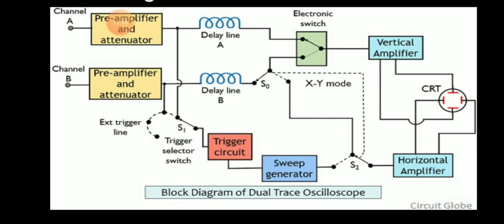If the switching rate is slow, then the continuity of the display is lost. It is suitable for high frequency. Compared to alternate mode, which is preferred for low frequency signals, chop mode is not preferred for low frequency signals. It is only preferred for high frequency, because the continuity of the display is lost once the switching rate is slow. That's why it is preferred only for high frequency signals.